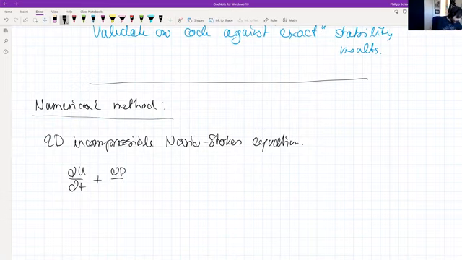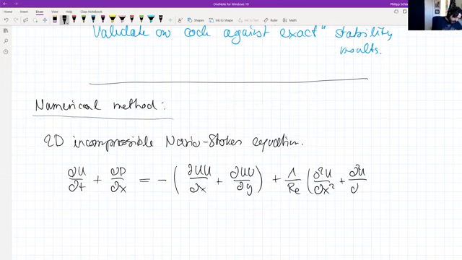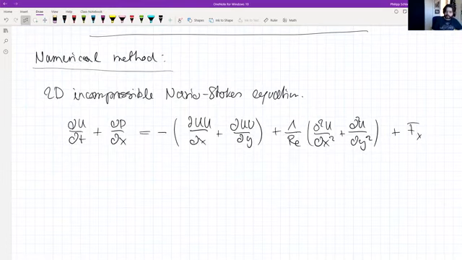Then we have the pressure gradient. I write the pressure gradient directly after the velocity. And then on the right-hand side, I will write everything else. So I have a nonlinear term, so d(uu)/dx plus d(uv)/dy. And then I have the viscous term, 1 over Reynolds times d squared u/dx squared plus d squared u/dy squared. And then I have some forcing terms. So this here is the x momentum equation.